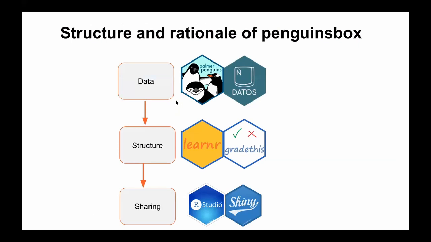This is just a bit of the structure and rationale of how and why we did this penguinsbox package. The reason that we chose Penguins is that the Penguins dataset is a fairly recent dataset that is sort of an alternative to the iris dataset. There are a number of reasons why the iris dataset was not perfect. For example, it doesn't include NAs, whereas the Palmer Penguins does. Also, one good thing of the Penguins dataset is that it's translated into multiple languages, for example Portuguese and Spanish. So we have a mirror package in Spanish, and it was fairly easy to use the dataset in other languages.